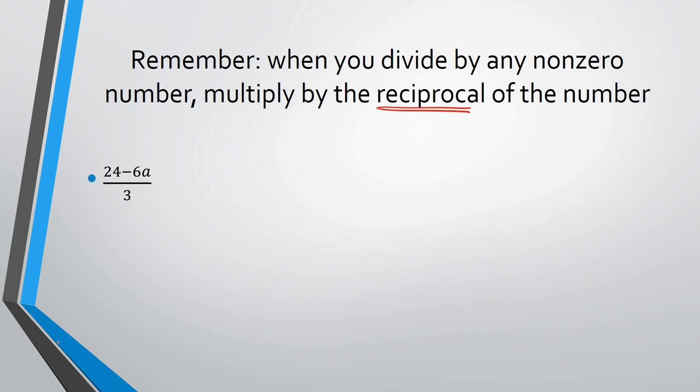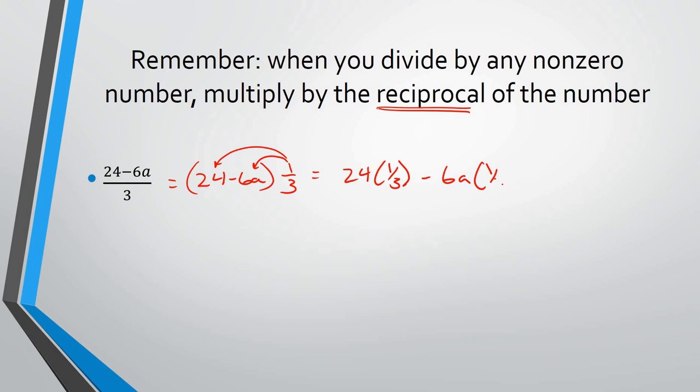So let's try one. 24 minus 6a divided by 3. We're going to rewrite this as multiplication by the reciprocal. The reciprocal of 3 is 1/3. Now I'm going to distribute. So 24 times 1/3 minus 6a times 1/3 is 8 minus 2a. Unlike terms cannot be combined. That's my final answer.